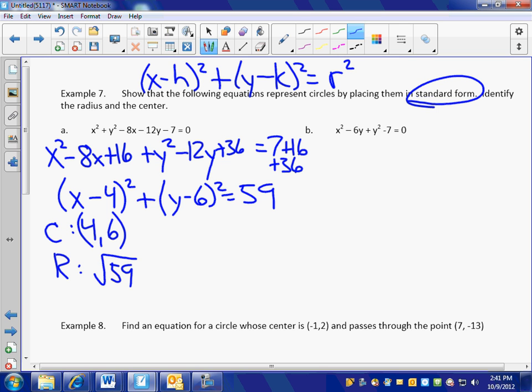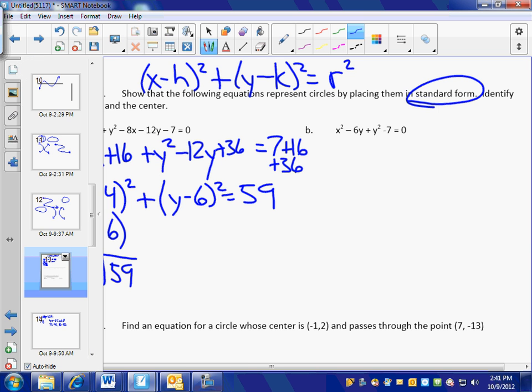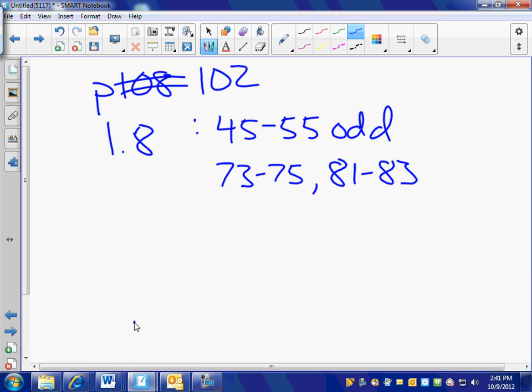Now, the other two problems are slightly more difficult, but we'll do those tomorrow. There'll be a video. Shabluski will turn it on. No talking baseball, only doing that. Just a short number of problems. Page 102, section 1-8, 45 through 55 odd, 73 through 75, 81 through 83. I will not add to that tomorrow. So that's it.